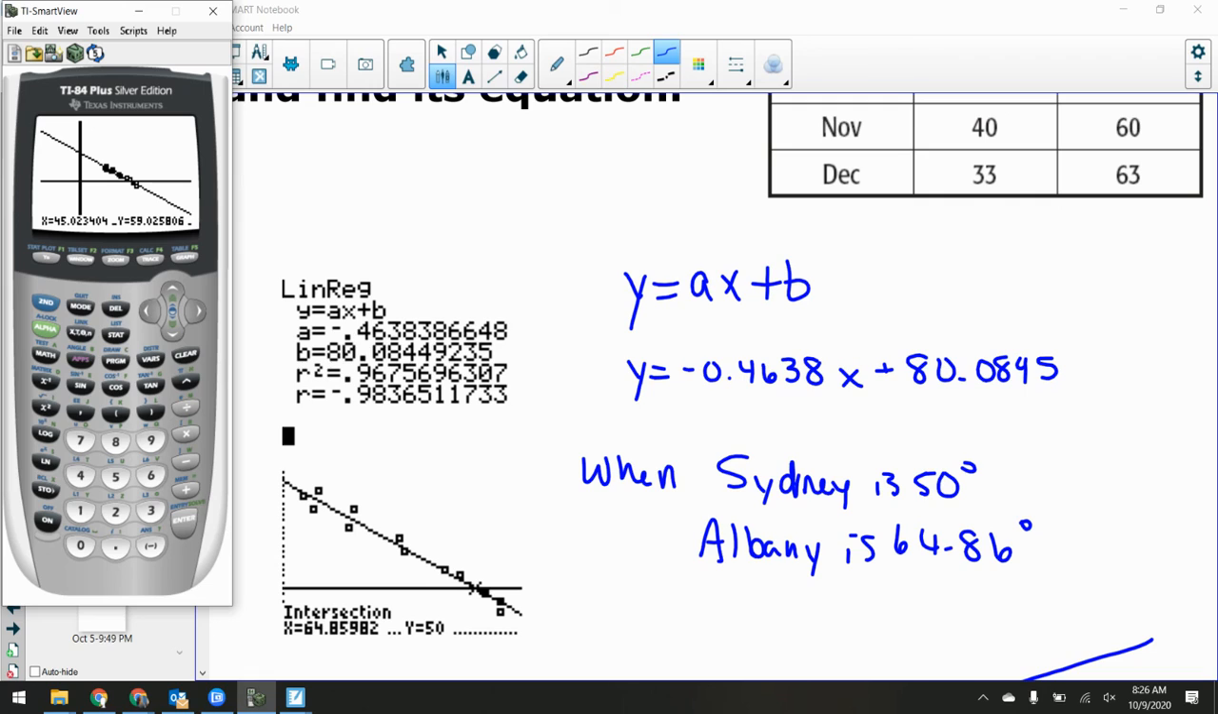We just zoomed out. Now if I calculate the value of 75, now it finds it. So when Albany is 75 degrees, what's the temperature in Sydney? 45.3 degrees. Okay. We will do the second example from this guided notes on Tuesday. That'll be a good refresher. People, you will have to rely heavily on that.